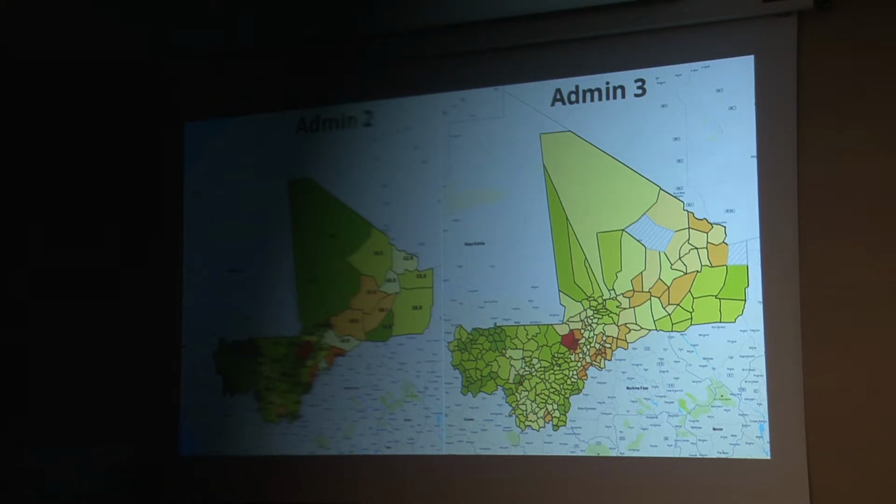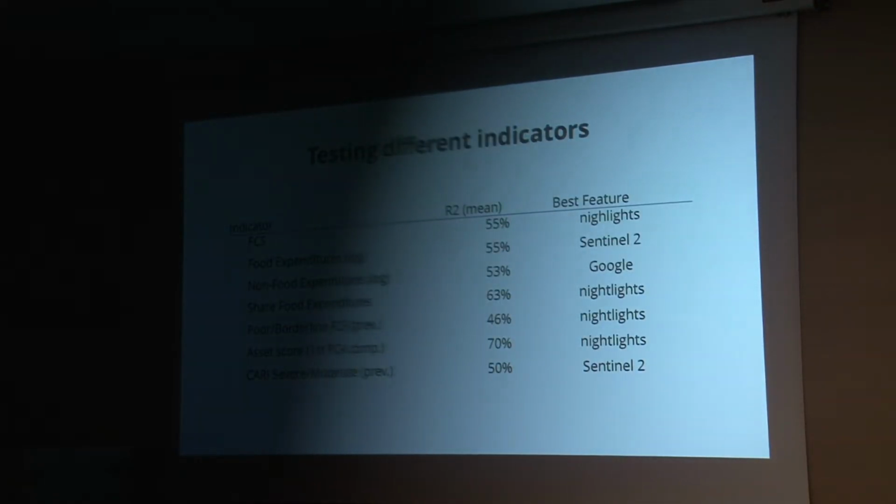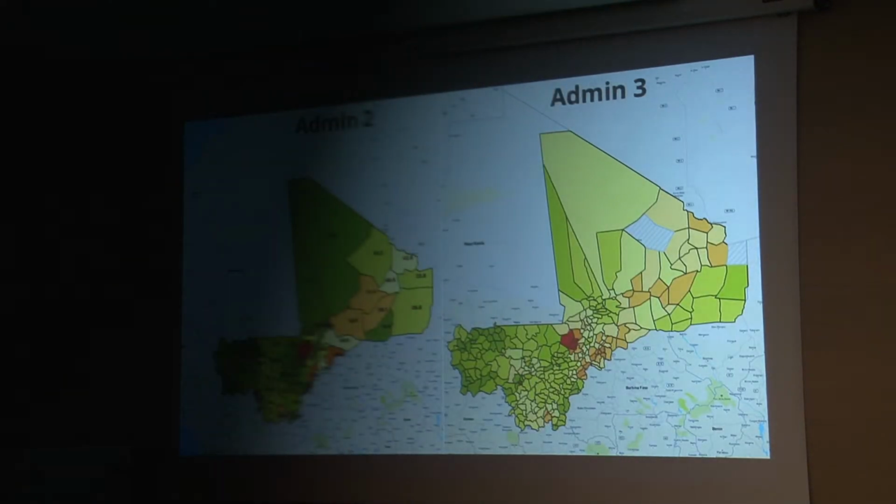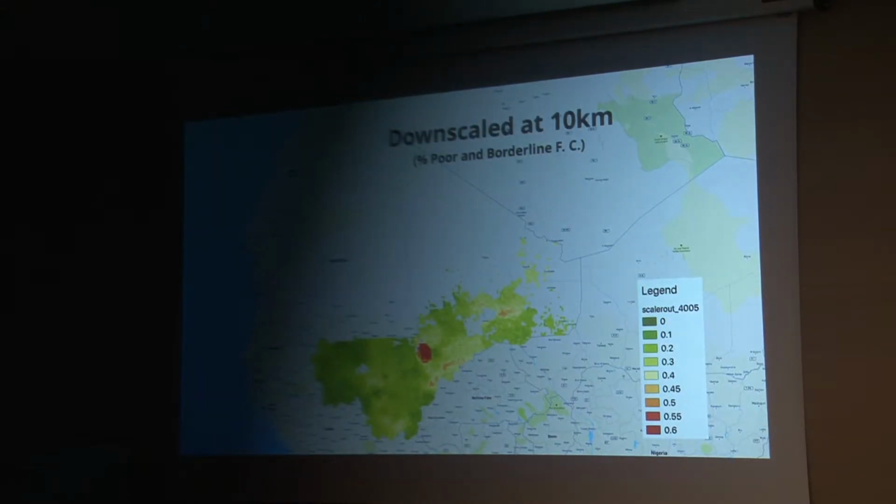So this is the map of poor and borderline food consumption. Sorry, what was the resolution of your pixel? The WorldPop is 100 meters, and the final one is 10 kilometers, I think. So we sum WorldPop to 10 kilometers before doing the raster calculation.